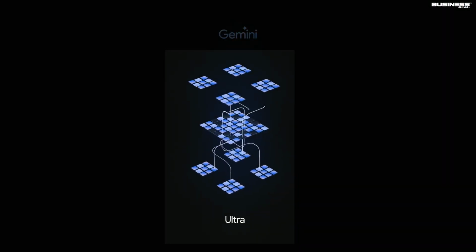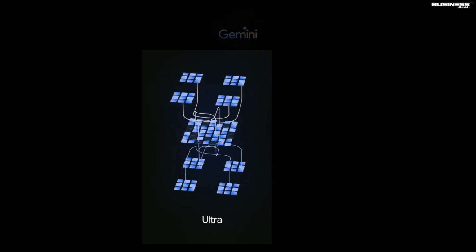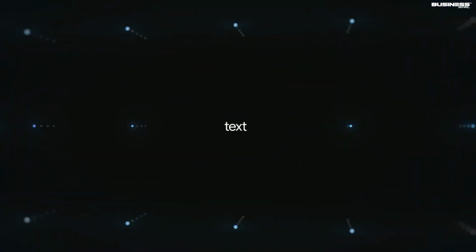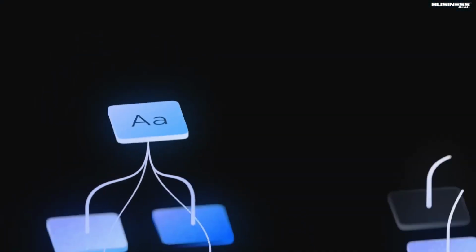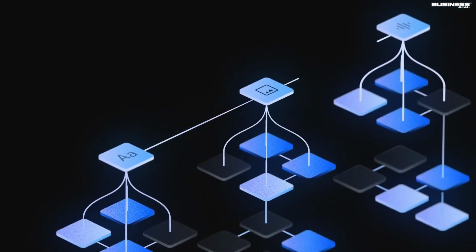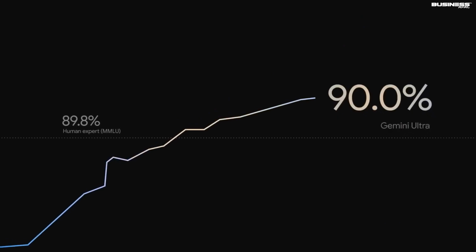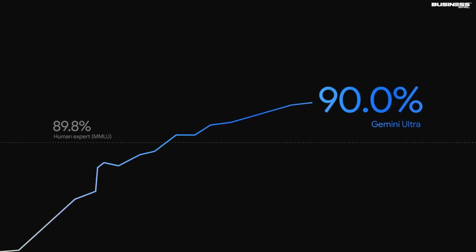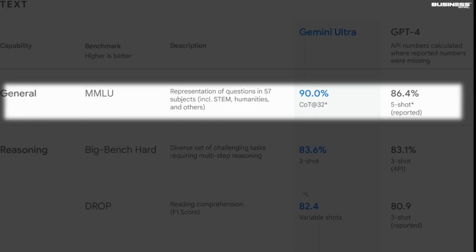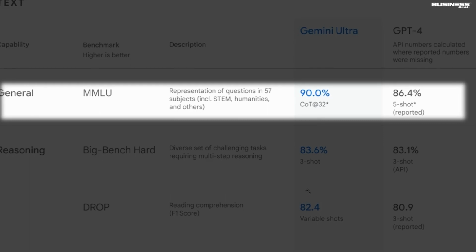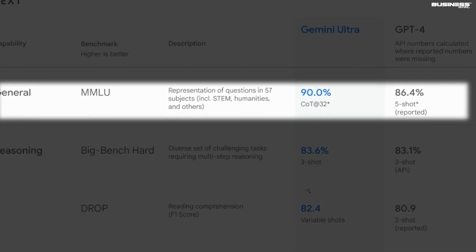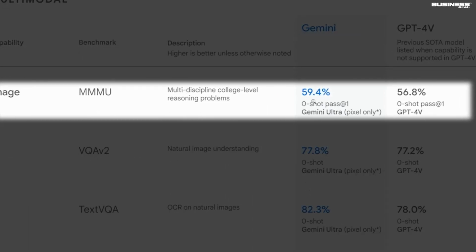Gemini Ultra. Gemini Ultra is the most advanced and capable version of the Gemini AI model. It's designed for highly complex tasks and has outperformed human experts in massive multitask language understanding, or MMLU. It also excels in the new MMLU benchmark, which consists of multimodal tasks requiring deliberate reasoning.